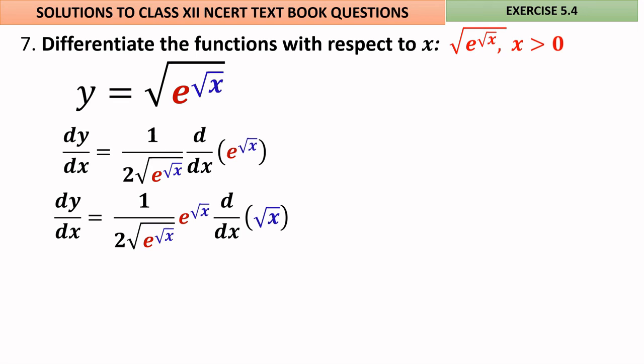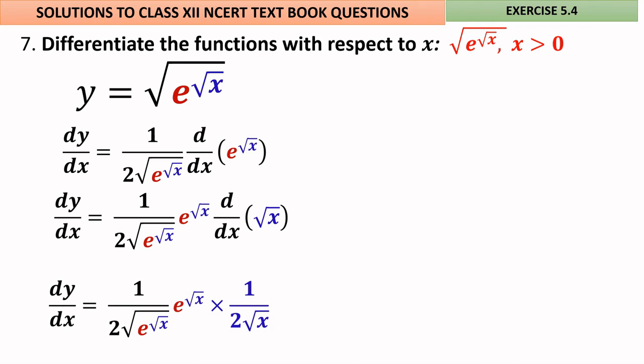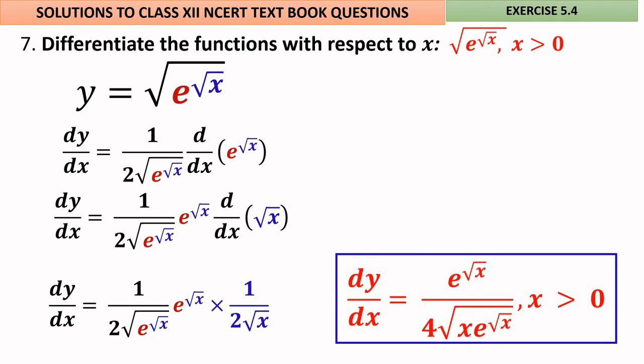Again, what is the derivative of e power root x? It is e power root x into the derivative of whatever is in the power of e, that is root x. The derivative of root x is 1 by 2 root x, so we can write it as e power root x by 4 into square root of x into e power root x. x should be greater than 0 because x is inside the square root.